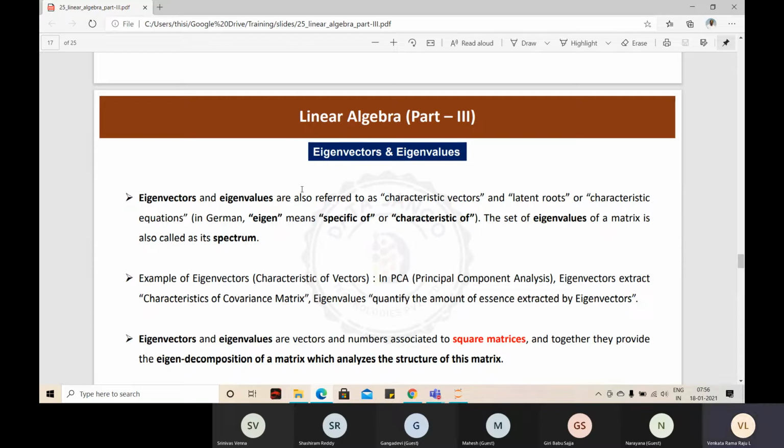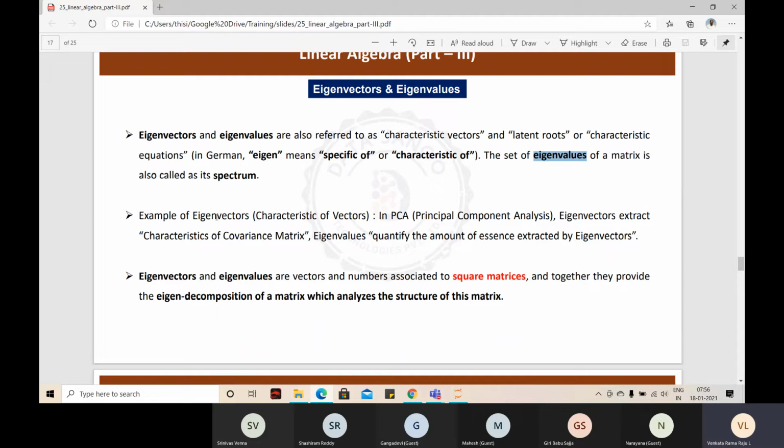So let us try to understand a little more, and then I'll start for questions. In German, eigen means specific of or characteristic of. They could say characteristic vectors, but somebody from Germany found it and named it eigenvectors. The set of eigenvalues of a matrix is also called the spectrum. The eigenvalues specify the strength. We'll see that in a moment.